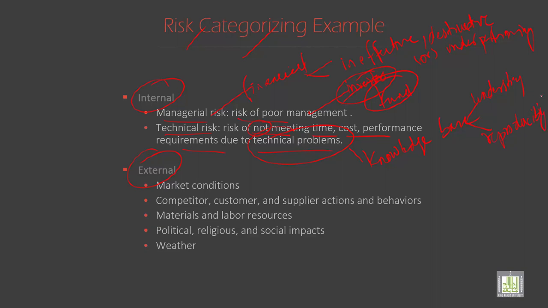Then external talks about market conditions, then competitor, customer and supplier actions and behaviors. It talks about materials, labor requirements, and resources. It also talks about political, religious, and social impacts and weather conditions. So these are the external factors, apart from the internal factors, taken into consideration while categorizing the risk.